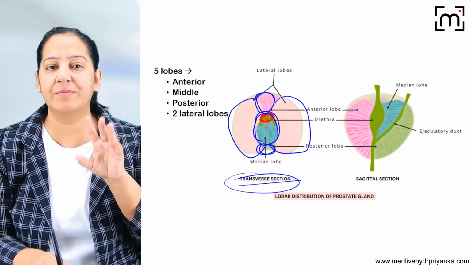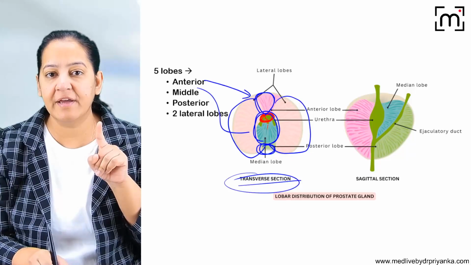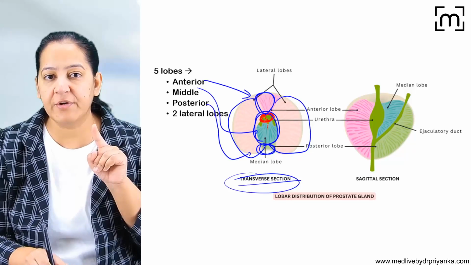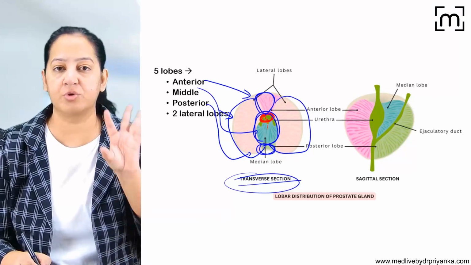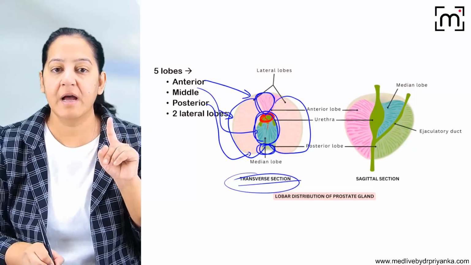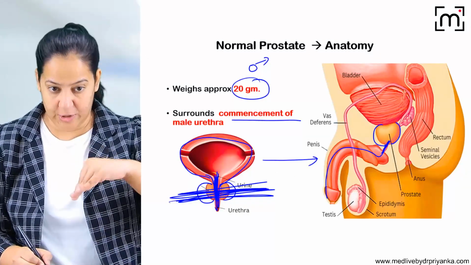Can you enumerate the 5 lobes? You can see one is anterior. Here you can see one is middle. Here you can see one is posterior. And 2 are lateral. You can see the 2 lateral, the right lateral and the left lateral. Total 5 lobes are there. This is the transverse section. So we are cutting the prostate gland from here and looking from above.